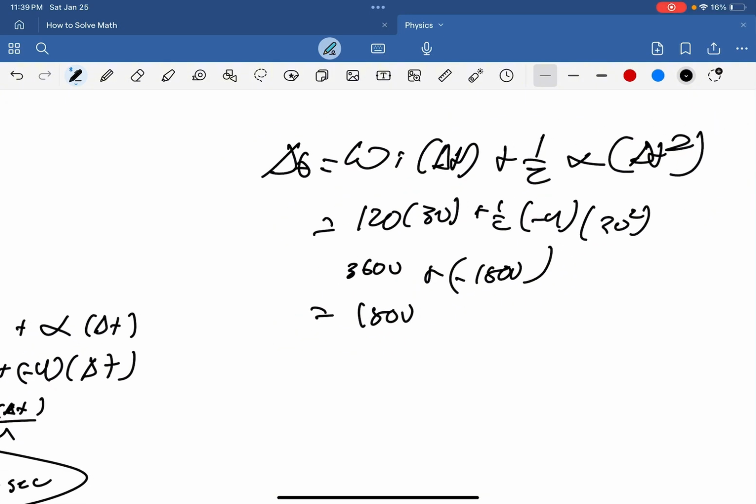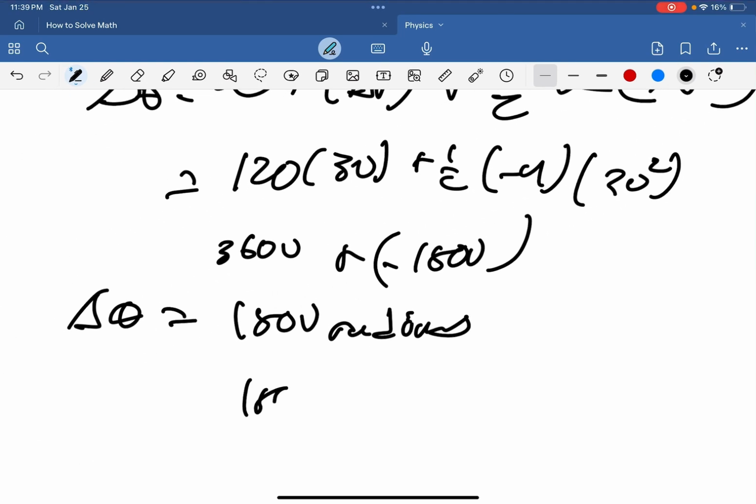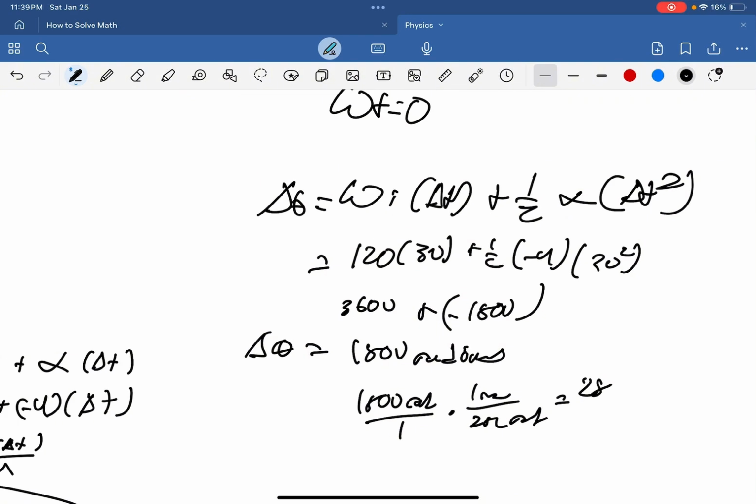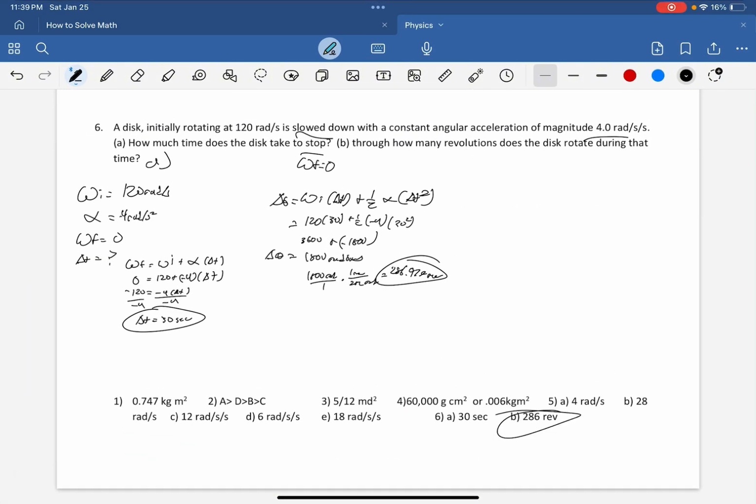And so this is 1,800 radians for change in theta, but we want it in revolutions. So 1,800 rad over 1, we're going to change this into revolutions, by 1 rev divided by 2 pi rad. And 1,800 divided by 2 pi is going to equal 286.479 revs. And we did it. Good job, guys.